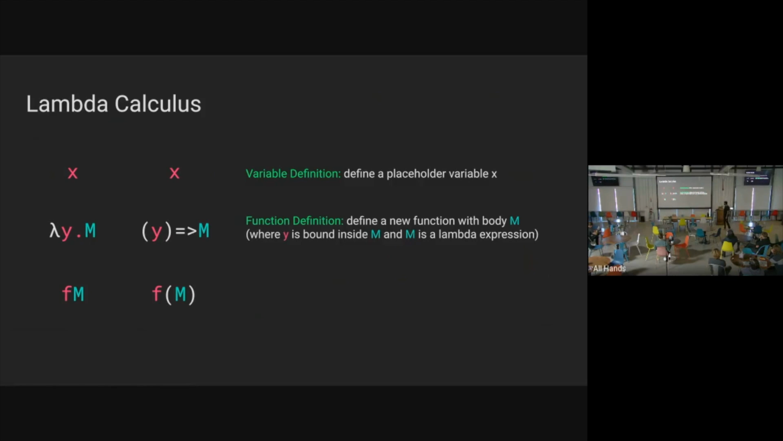If in this case we call y with some value, everything inside the body of m gets replaced with whatever value we call it with. You guys should be really familiar with this concept. And it turns out that this is all you need. With just these three concepts, you can get something that's Turing complete. And so this is really, really unintuitive.